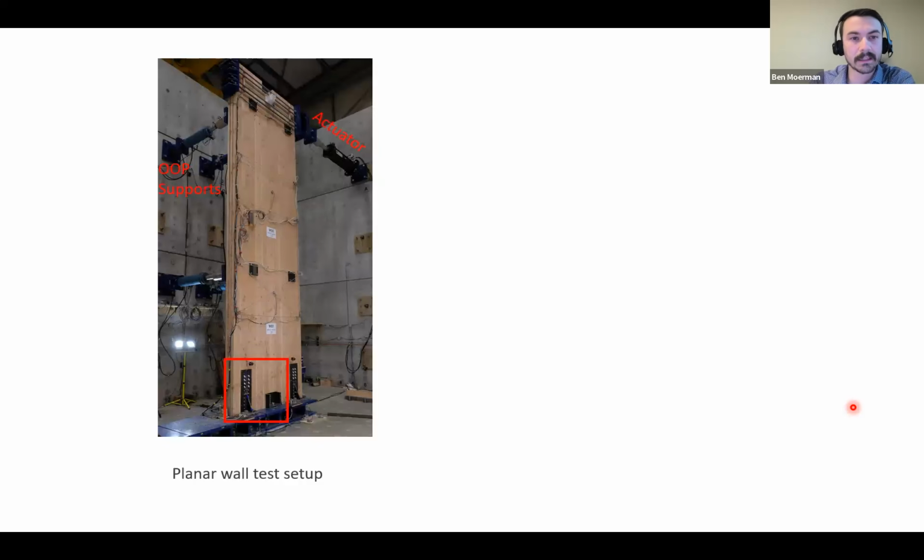So this is the basic test setup. We've got these hydraulic actuators out of plane, and we didn't load the walls out of plane. These were strictly just for stability. They had nice spherical bearing connections on each side, so as the wall moved back and forth, they could laterally support the wall and not bind up while the wall was drifting back and forth. And then we had the hydraulic actuator here, which was actually pushing and pulling on the wall, and a big clamp to pass the force into it.